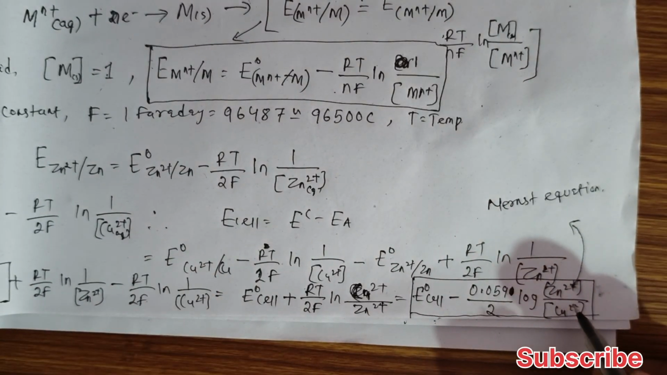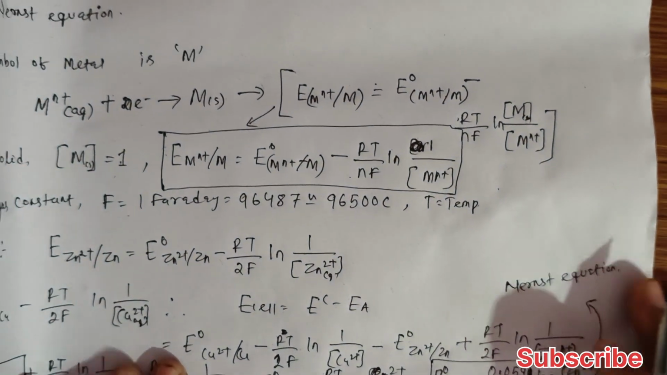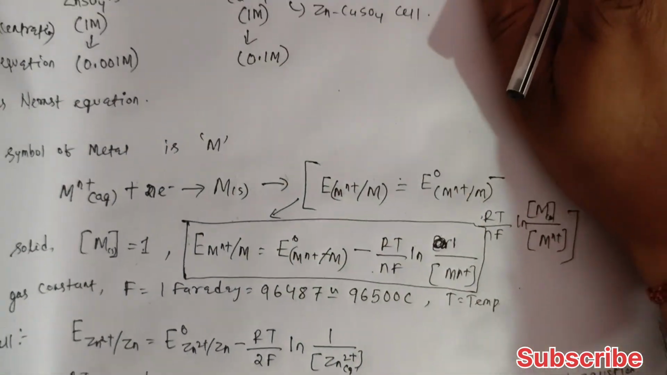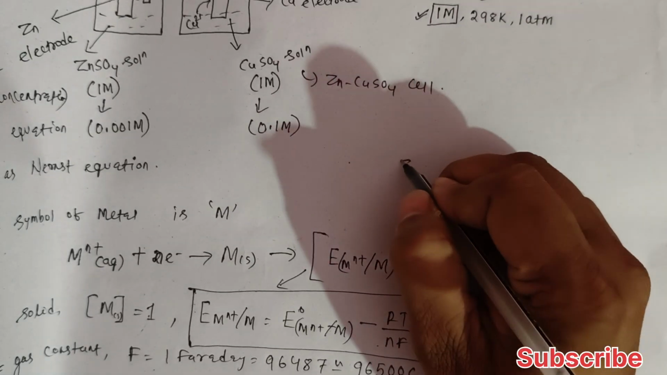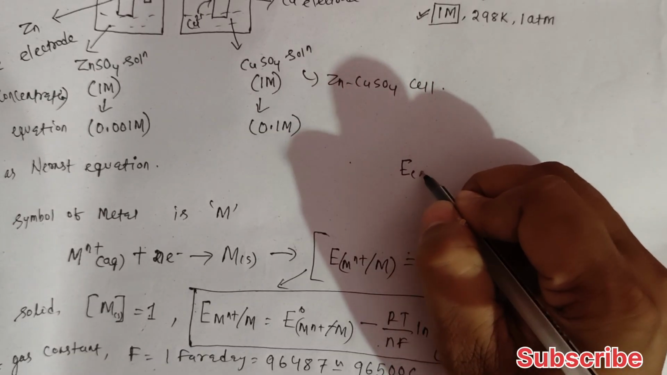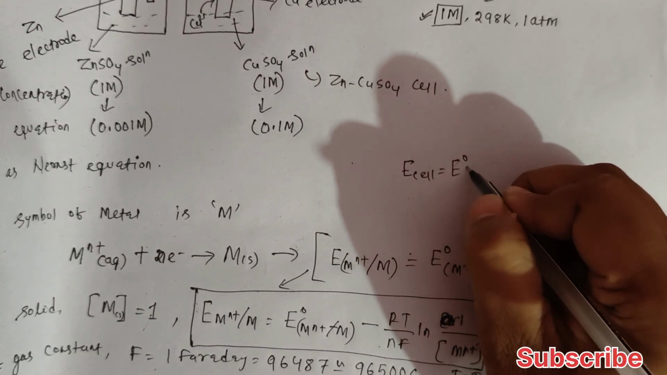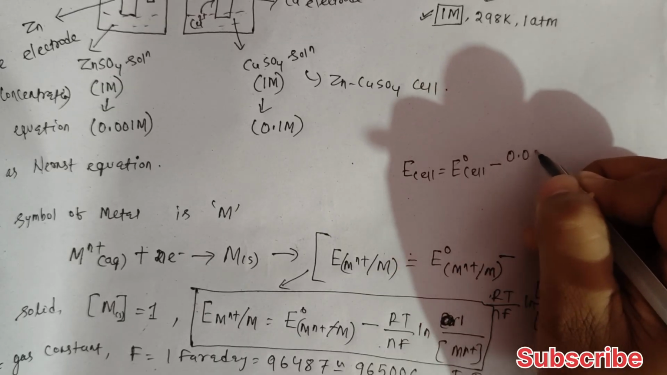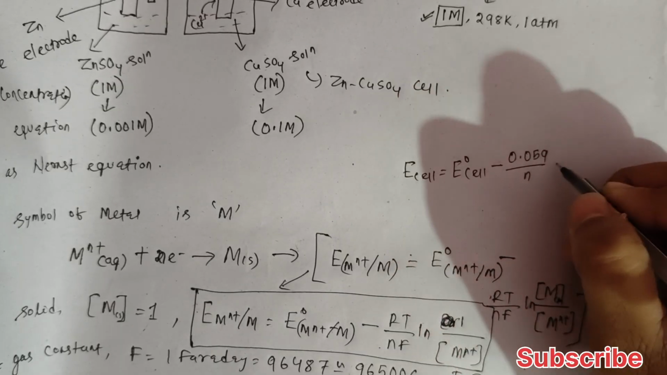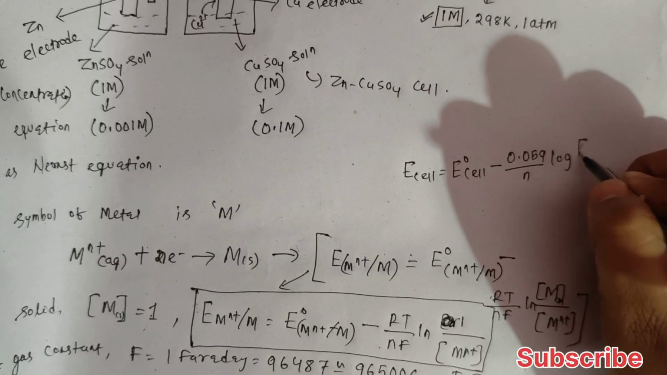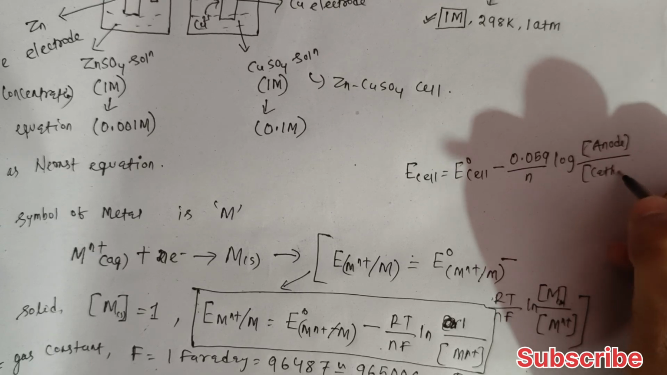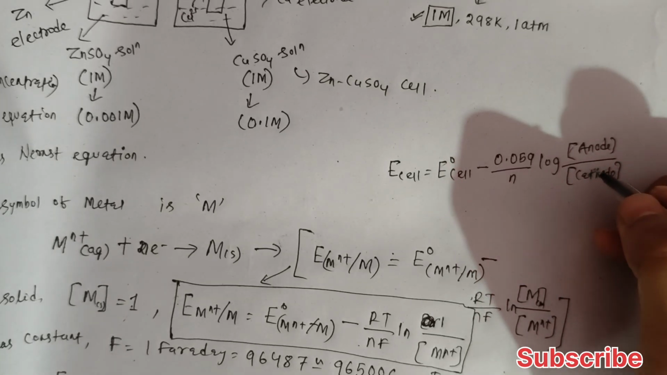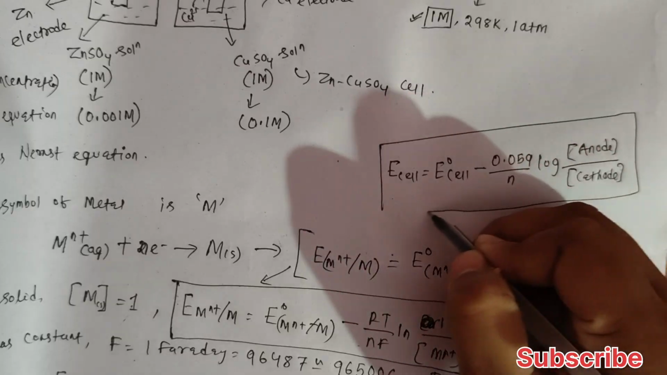That means we must take the anode on the top side and the cathode on the bottom side. So what is the general formula of the Nernst equation? The general formula must be E cell is equal to E naught cell minus 0.059 by n log of anode concentration by cathode concentration. This is the formula of the Nernst equation.